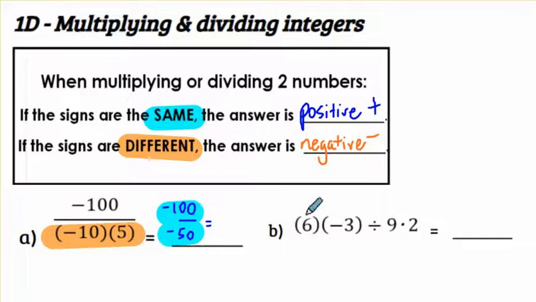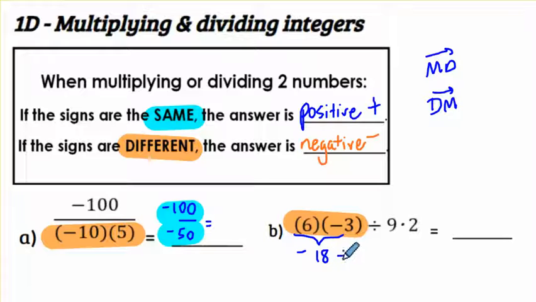All right, moving on to B, we are going to do this in order from left to right. Remember, it's multiplication and division in order from left to right. So sometimes division is going to come first or before multiplication. All right, so we start from the left and we have a positive 6 times a negative 3. Well, positive 6 and a negative 3, those signs are different. This is positive, this is negative. So we're going to get out of this a negative, because the signs are different, our answer is negative, and 6 times 3 is 18.